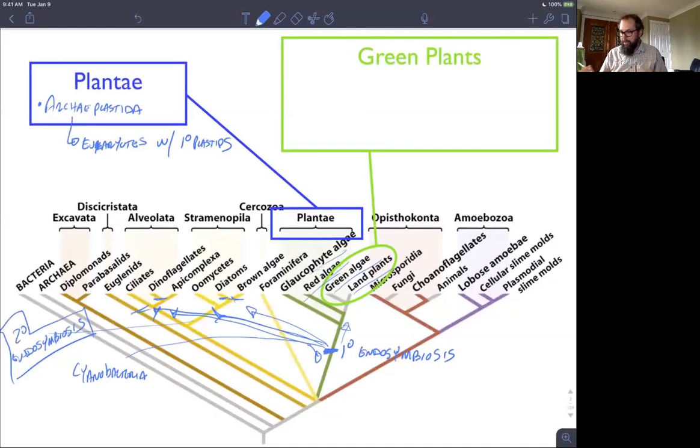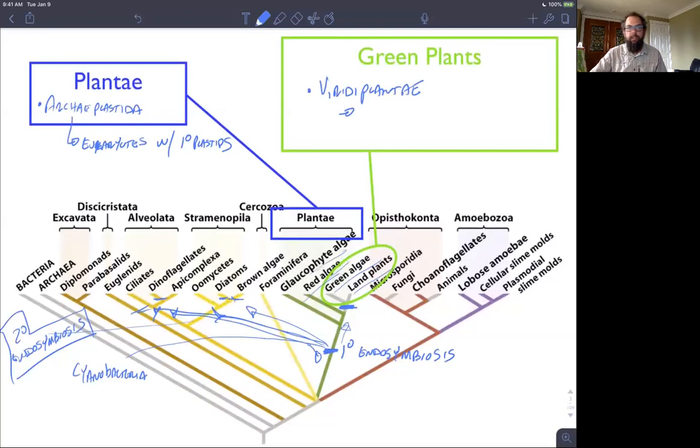Now we have another clade nested within this Archaeplastida clade, called the green plants. And that clade, just like Archaeplastida, has a special name, and that name is the Viridiplantae. Viridis is green, so viridi refers to green, and then plantae to plants. That's the name of the clade that is the green plants, and that is restricted to green algae and land plants, those two.